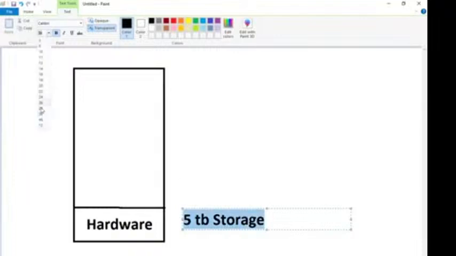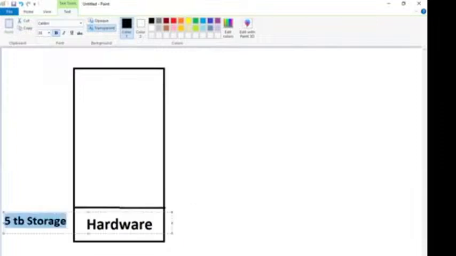Now listen, my friend. If 5 TB storage is decided today, will the storage requirement be the same after, let's say, 1 month? Answer is most probably no. After 3 months, maybe the requirement will change. After like 6 months, your requirement can be, let's say, 50 TB. Now, how to increase the storage capacity in this particular hardware from 5 TB to 50 TB?